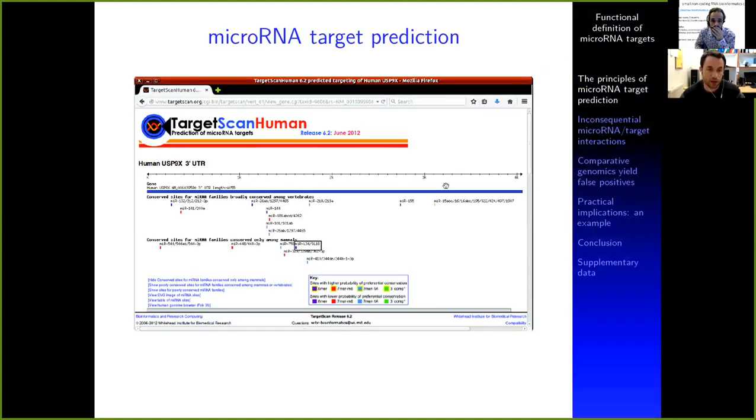This is an example of what a TargetScan prediction looks like. This in blue is the map of the 3' UTR of a gene, and all these small colored little things are predicted binding sites by this program, TargetScan. For example, this binding site predicted for miR-134 and so on. As you may see on this particular example, there are many individual microRNAs apparently targeting the same mRNA.